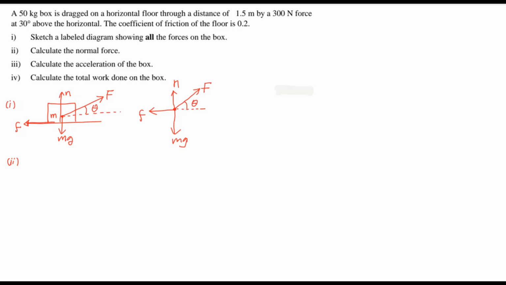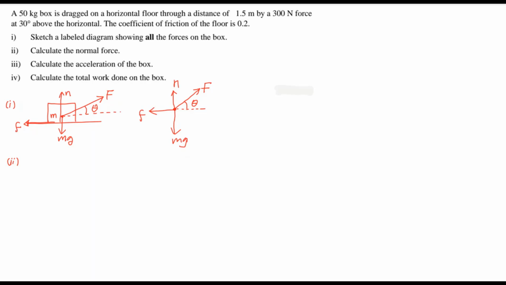Question number 2, calculate the normal force. Since the normal force acts vertically upward, we have to consider all forces acting in the vertical direction, the y direction. So we write the force equation associated with the vertical direction. What are the forces that act in the vertical direction? We have the normal force, the force of gravity, mg, and force F, which has a component along the y-axis.